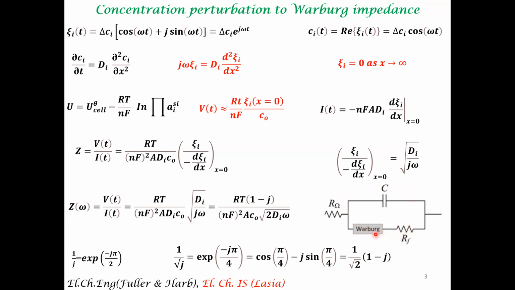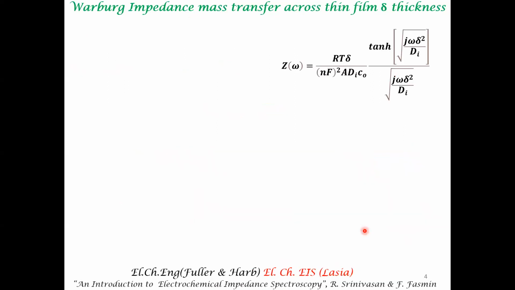So when you do an experiment, not in all experiments you will see this Warburg impedance. Unless you have mass transport limitations, you won't really see these issues. But sometimes you do see these issues. If you're puzzled, this will tell you why you see the feature. So how do you know that there is this Warburg impedance?